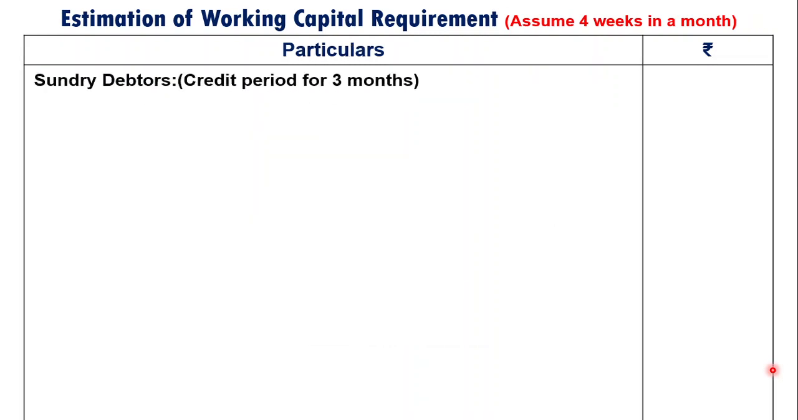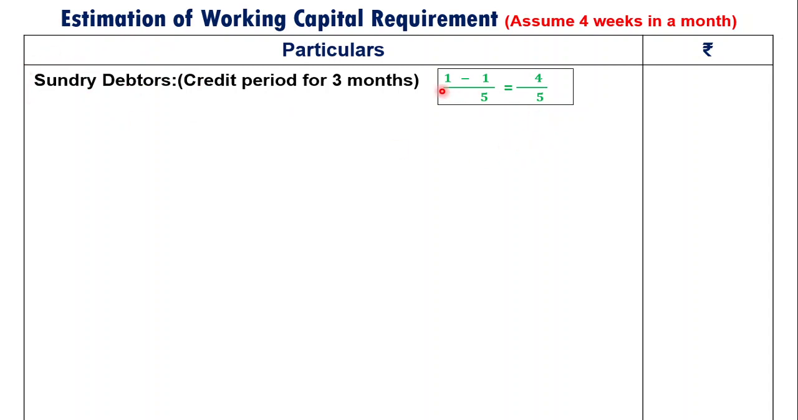Sundry debtors is one more item to be recorded under current assets. The credit period extended for customers is 3 months, so that's why 3 months is mentioned. Here, for credit sales, 20% of output is sold for cash, and the remaining 80% is to be taken as credit sales.